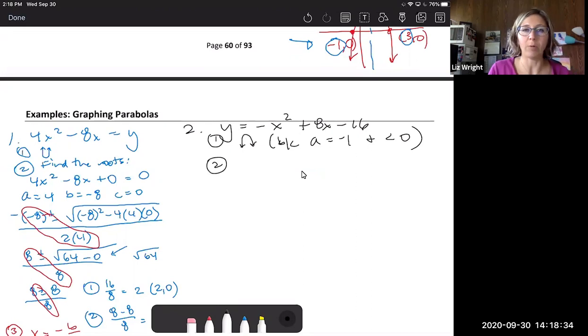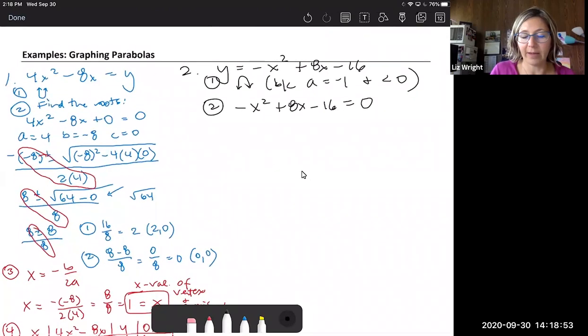2. Now we're going to find our roots. So we're finding our roots, and we're going to have negative x squared plus 8x minus 16, set it equal to 0, and solve for x. So this one, again, is going to be another quadratic formula. We can't do square root property. We could factor it. You could have factored the first one too, by the way, but we're not really working on that method. All right, so a equals negative 1, b equals 8, c equals negative 16.